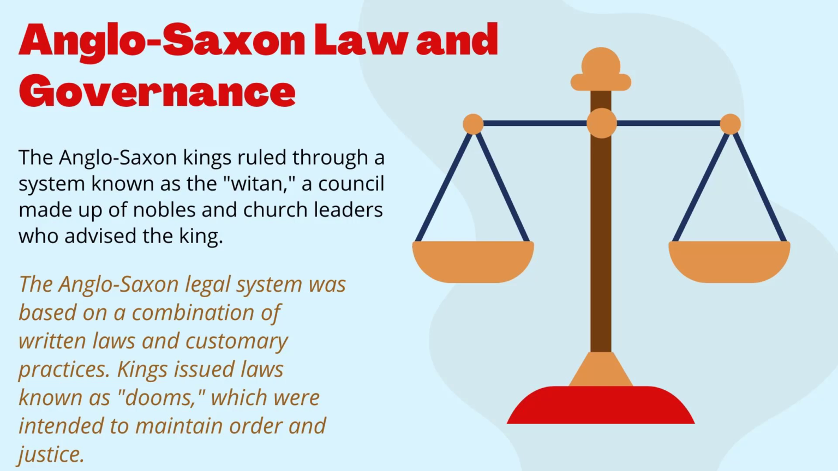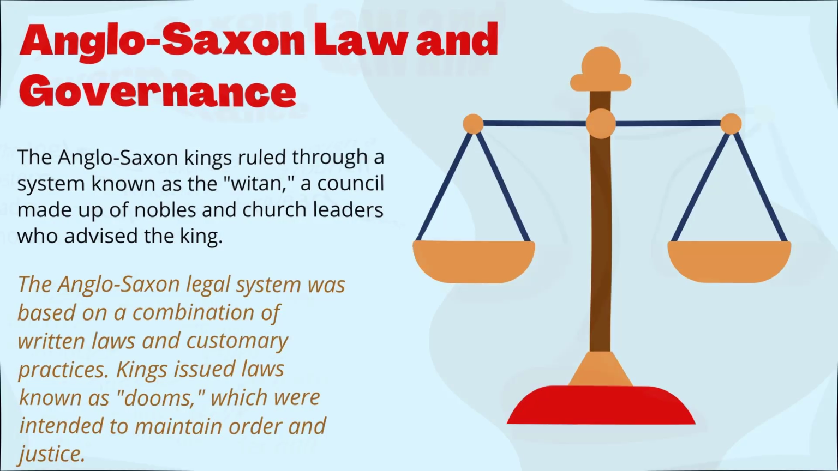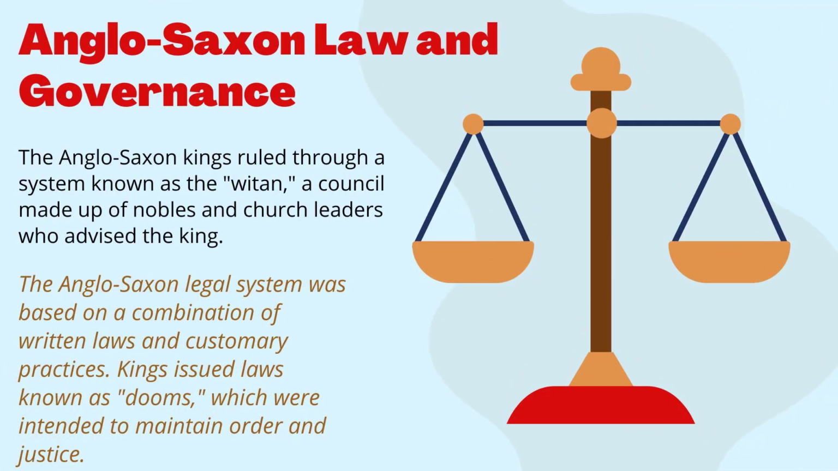The Anglo-Saxon legal system. The Anglo-Saxon legal system was based on a combination of written laws and customary practices. Kings issued laws known as dooms, which were intended to maintain order and justice. These laws focused on issues such as property, marriage, and personal injury. The system was deeply rooted in the concept of the tithings, groups of 10 men who were responsible for each other's behavior.